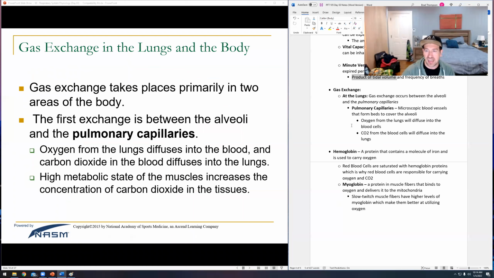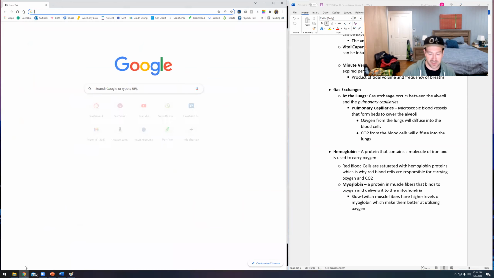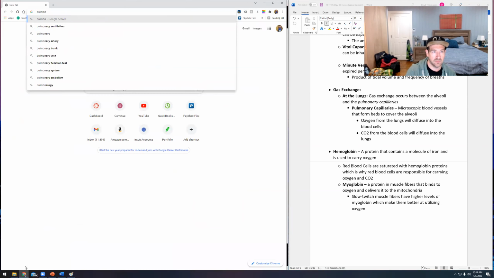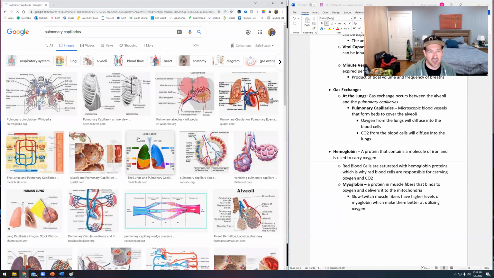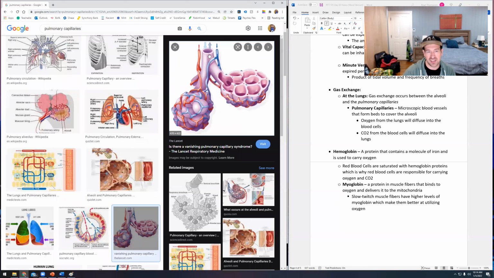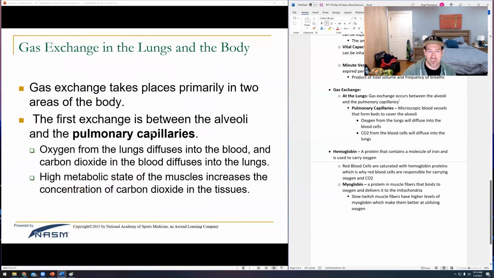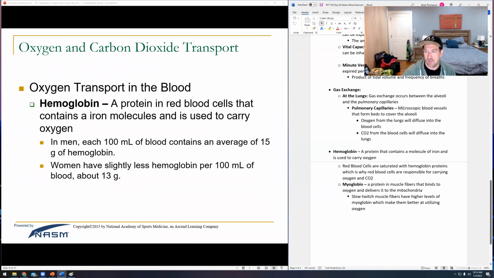So at your lungs, right, your gas exchange is going to happen between the alveoli and the pulmonary capillaries, right? So remember, your pulmonary capillaries are taking place at your lungs. So your lungs end in these little popcorn sacs, and they're covered in blood vessels. And so these blue sections, that's where CO2 is getting dropped off, and these red sections, that's where O2 or oxygen is entering, right? So that's what happens at the lungs, right?